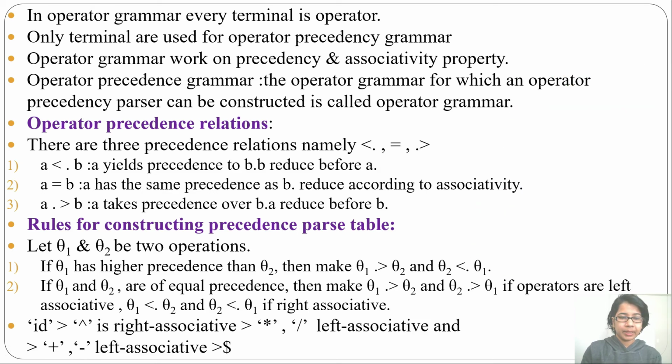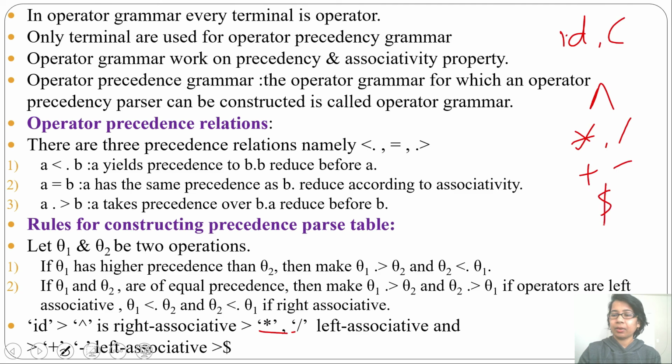ID has higher precedence, then power is right associative, then multiplication and division both are left associative, then plus and minus both are left associative, then dollar. Highest precedence is ID and start bracket, then power, then multiplication and division, then plus, minus, then dollar and end bracket. This is right associative, this is left associative, this is left associative. For this and for this there is no associativity.